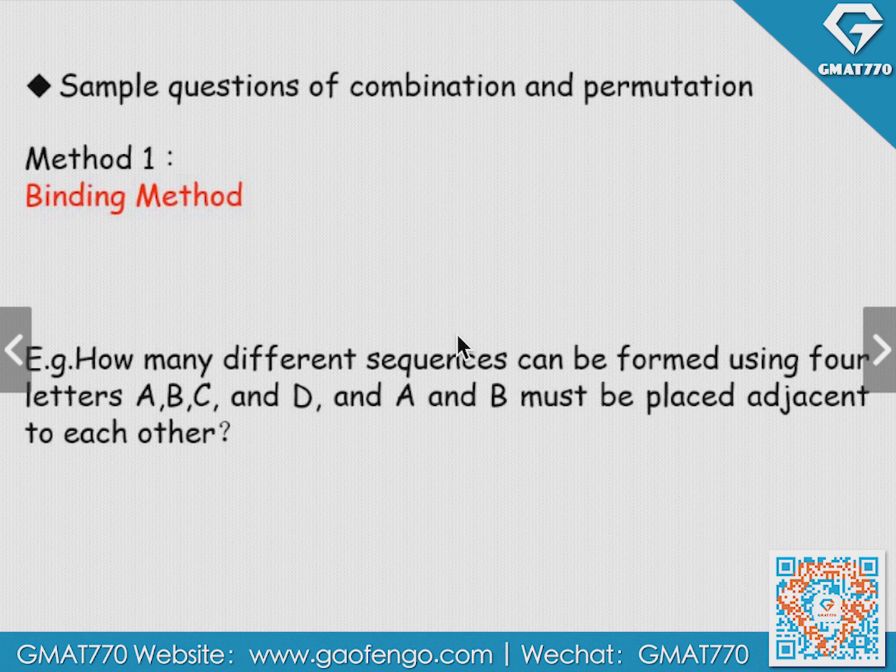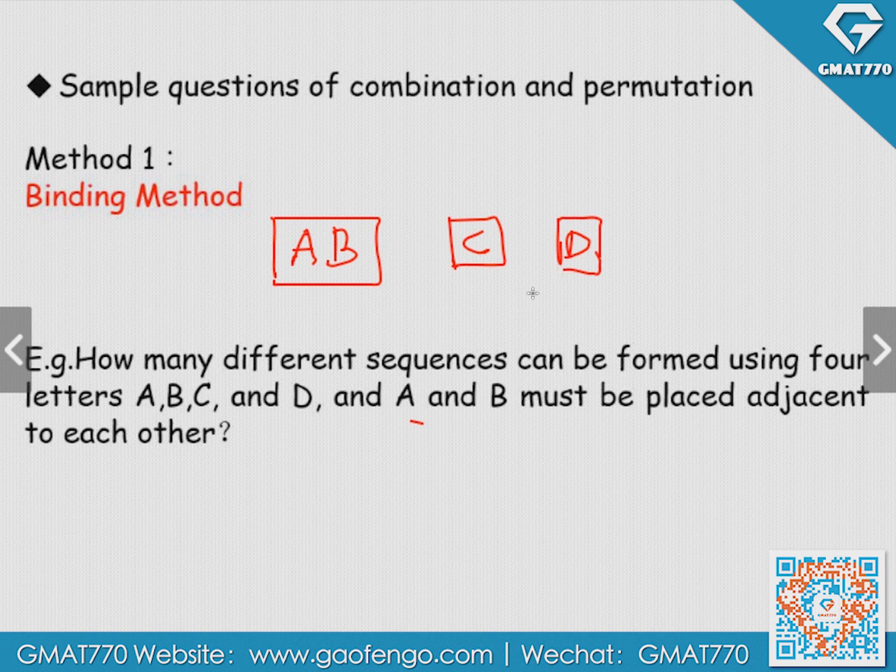So first, let's have a better understanding of this question. A and B must be placed adjacent to each other, which means that letters C and D cannot be placed between A and B. So first, we can combine letters A and B together as a group, and then letter C and letter D are another two groups. So right now we have three different groups. First, we can place the three groups in order, so we use P33 to represent the sequence of the three groups.